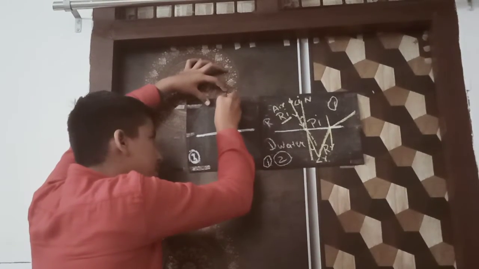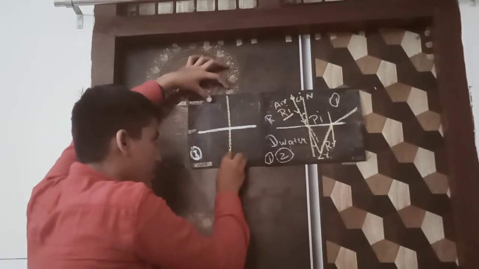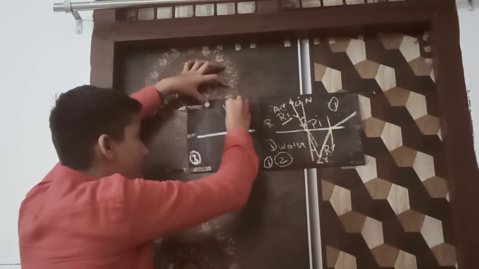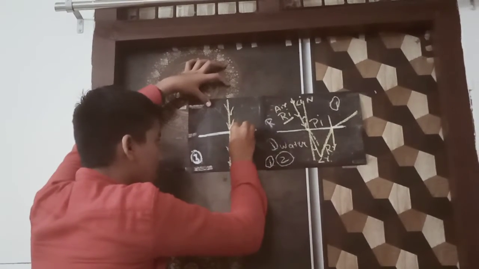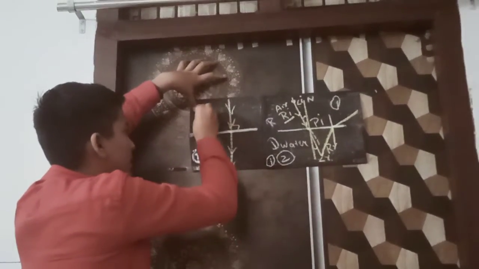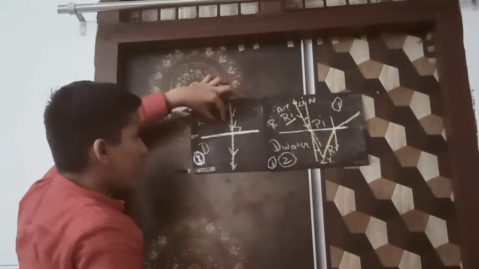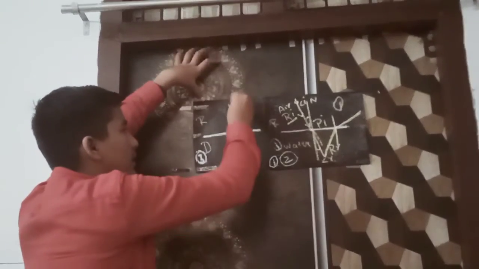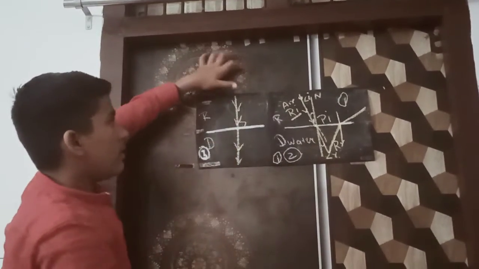Third condition, when a ray of light comes along the normal itself. Let's take this as a normal. When a ray of light comes along the normal itself, at a 90-degree angle, it goes along the normal itself. In both the rarer and the denser region, the ray of light cannot deviate from its path because it is coming along the normal itself.